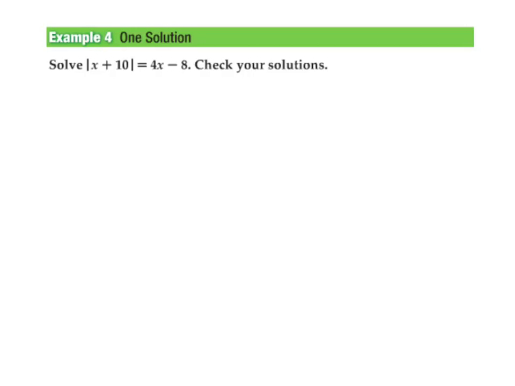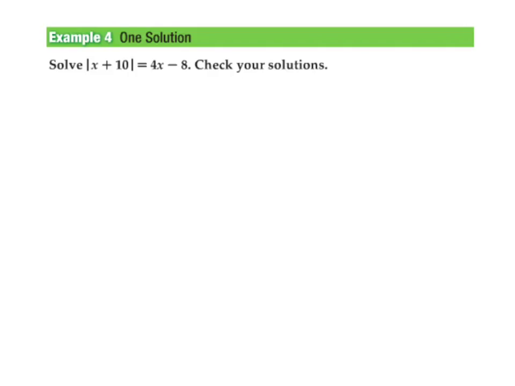Okay, so step 1 was isolate. So it turns out that it's already isolated. X plus 10 is inside the absolute value. It's the only thing on the left side of the equation. And 4x minus 8 is on the right-hand side. Don't be concerned that there's a variable on the right-hand side. It doesn't matter. We're going to solve it the same way that we would a regular equation. It's not a big deal.